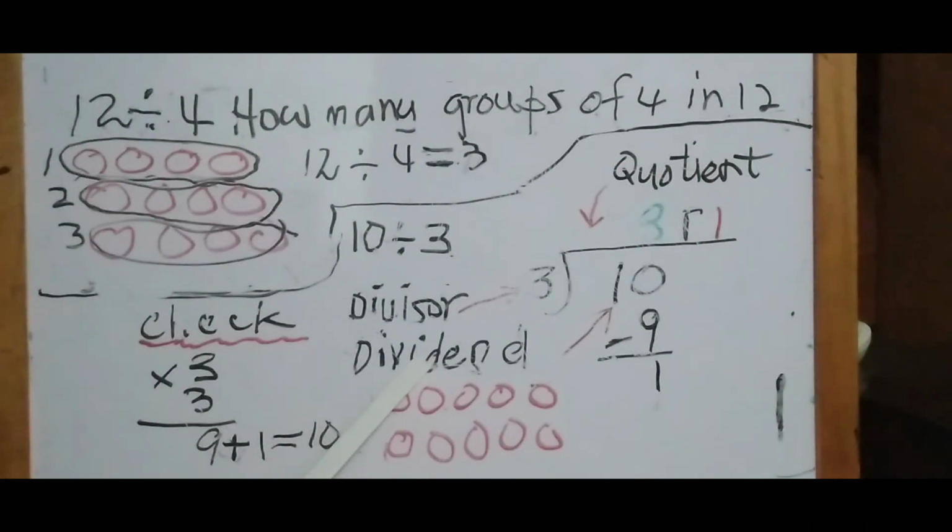Now the dividend, which is this number inside here, right? This is the number you're going to divide into. You're going to divide up this number into groups of 3.